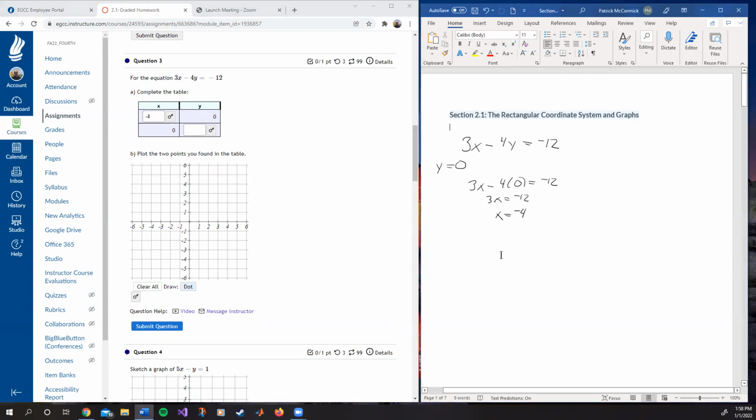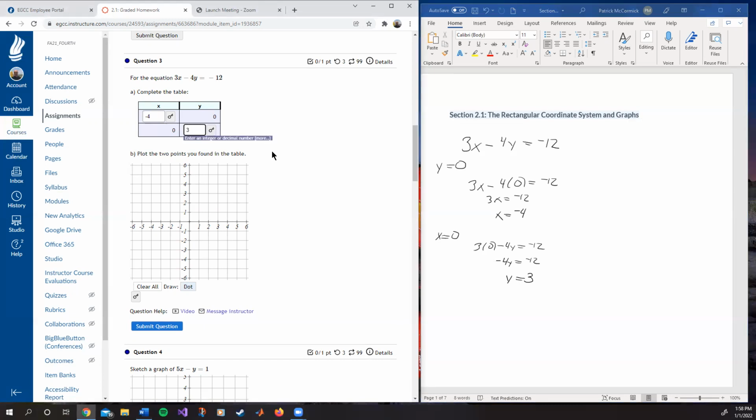And we do it again. Now we let x equals 0, and we solve for y. So we have 3 times 0 minus 4y equals -12. 3 times 0 is 0, so minus 4y equals -12. Divide both sides by -4, so we get y equals 3.